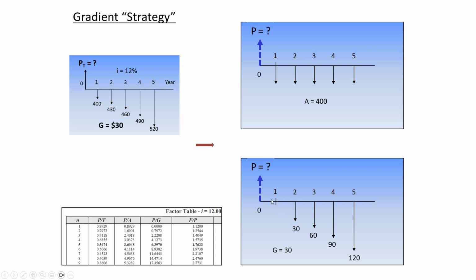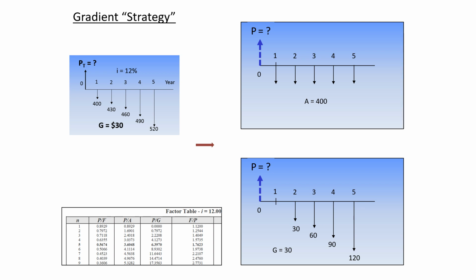So we don't actually see the effect of the gradient until year 2. And so that's 1g, 2g, 3g, 4g, and so on. So to solve this, what you do is you find the present equivalent of the annual series, you'd find the present equivalent of the gradient, and then you'd combine them together.